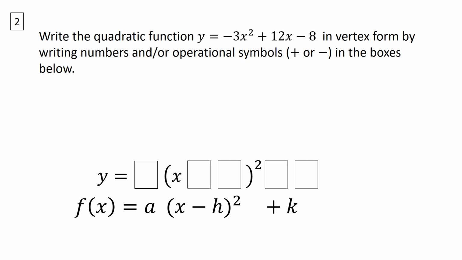Now, a lot of people want to plug in all 3 of these numbers from the standard form. Please, please, please don't do that. That's not right. But we can steal one of them, and that's that -3. The a value doesn't change when we switch forms of an equation in quadratics. So if that's a -3 for a here, it's going to be a -3 for a in our vertex form.